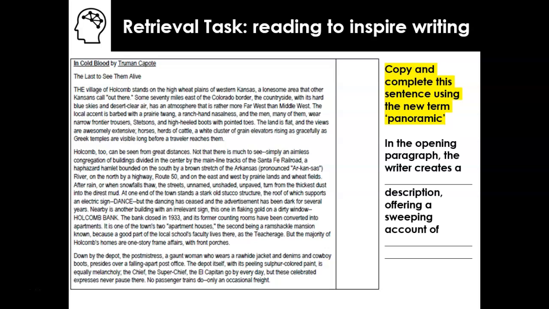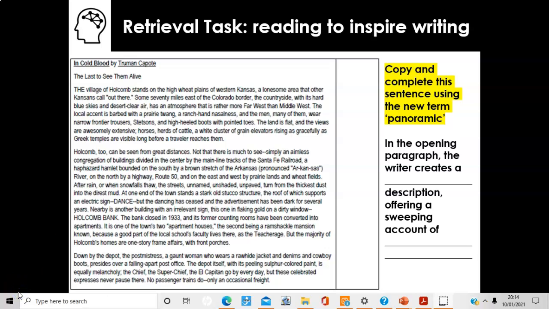So this is the opening paragraph of this extract, and it is beautifully written. It's a very dense description. In other words, there's lots of detail within it. So how could we use the new term panoramic to complete this sentence? In the opening paragraph, the writer creates a description offering a sweeping account of. I'm going to ask you to pause the screen there and copy and complete that sentence, challenging yourselves to use panoramic in the right place, and then how would you complete the idea? We'll have a little talk about our answers in a minute.